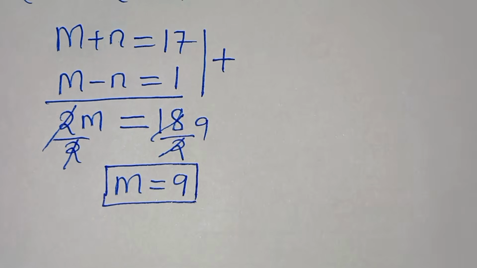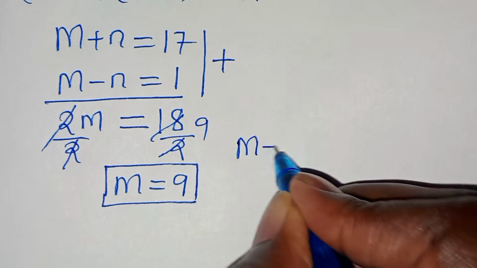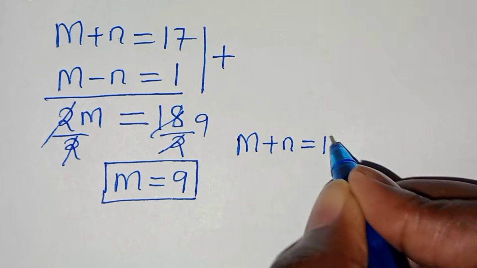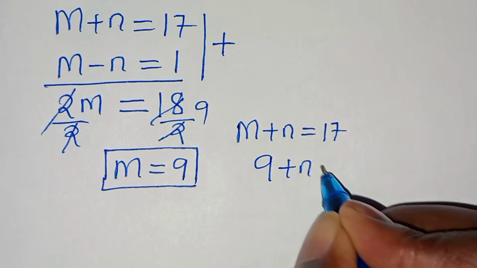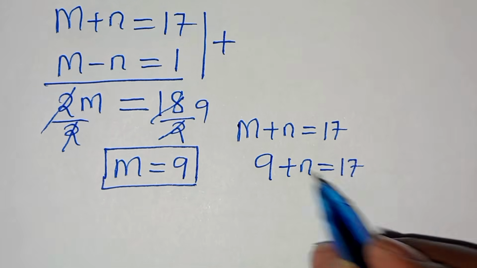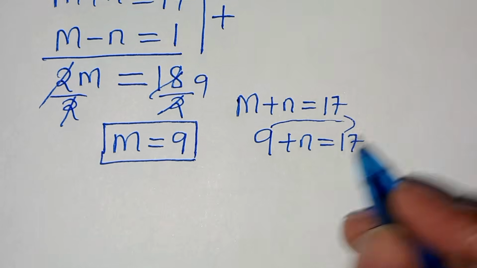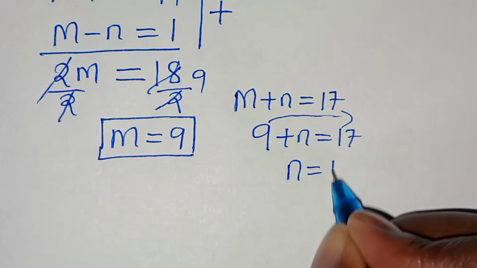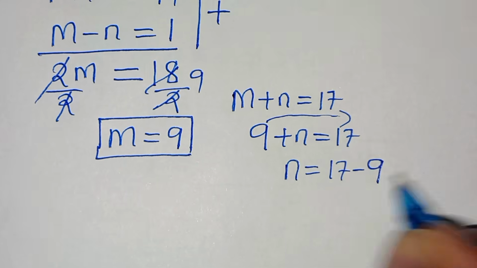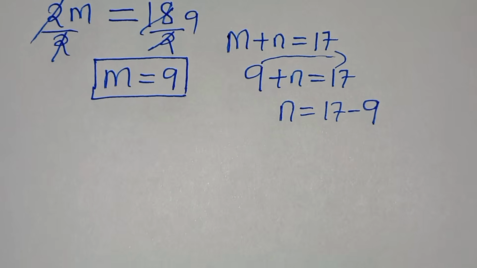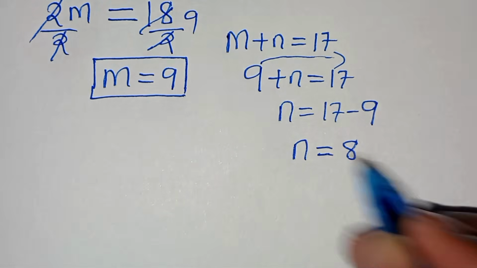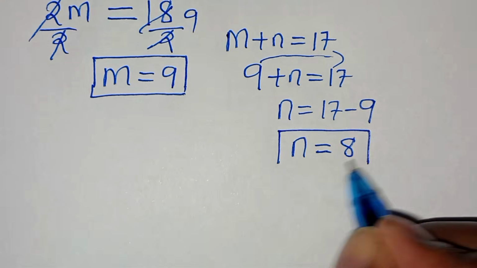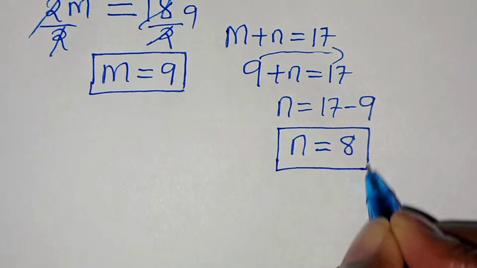So let's solve for n. Remember m plus n is equal to 17. This means we have 9 plus n equal to 17. So let's take 9 to the right hand side. This means n is equal to 17 minus 9, and this implies that n is equal to 8. So we have the values of m and n.